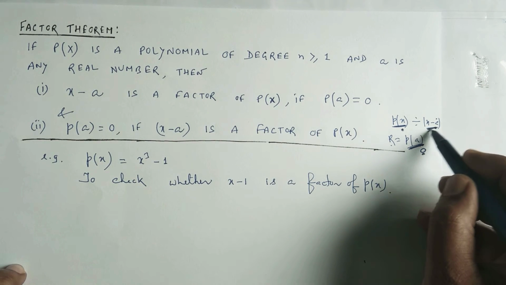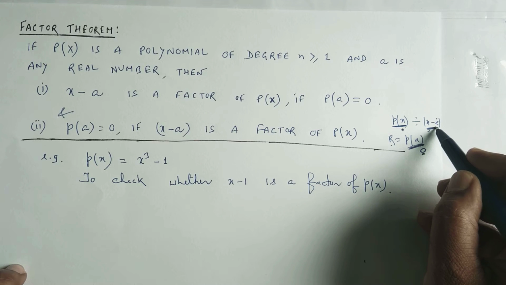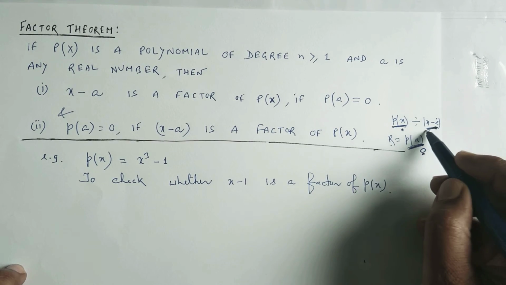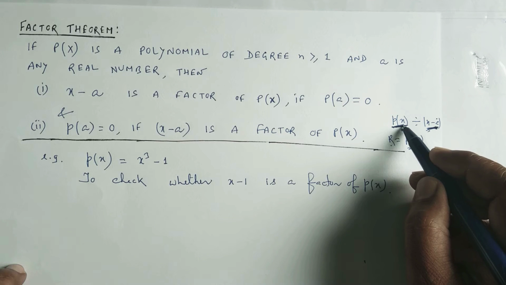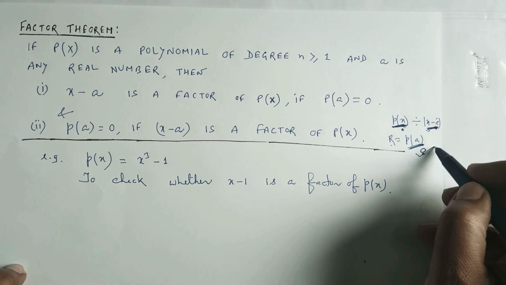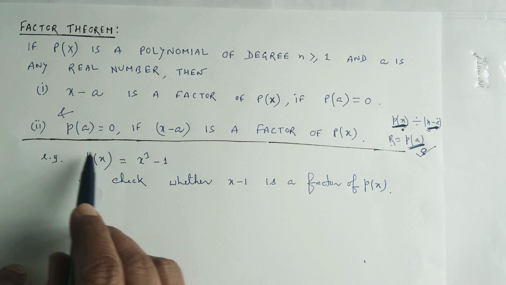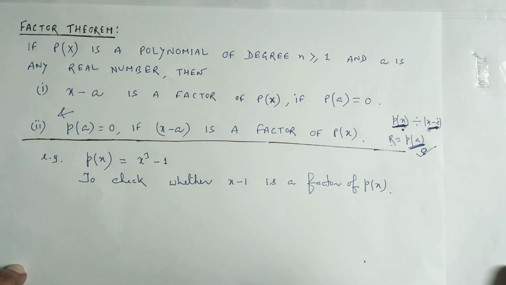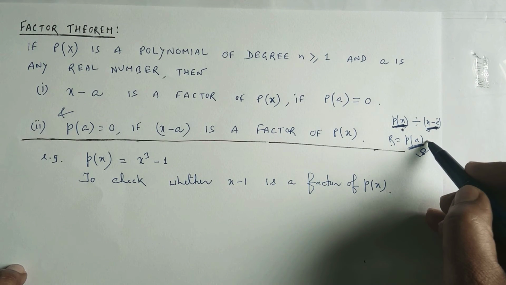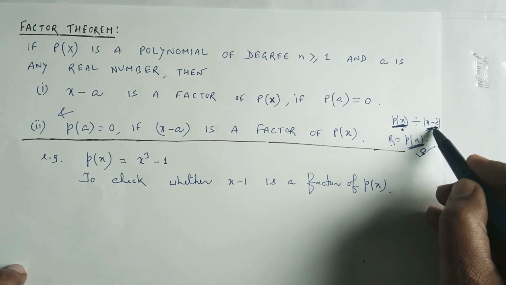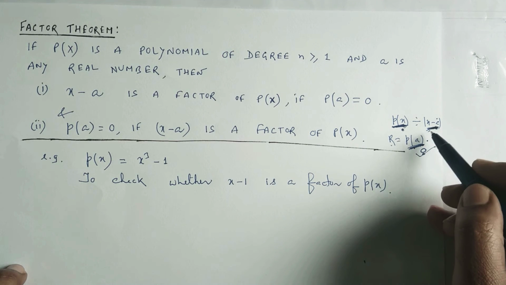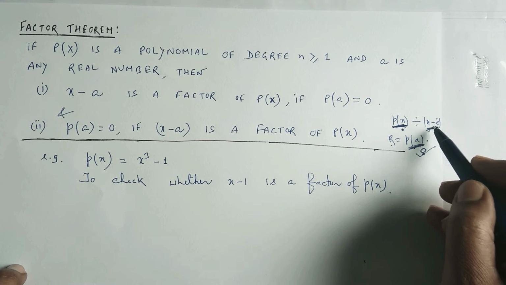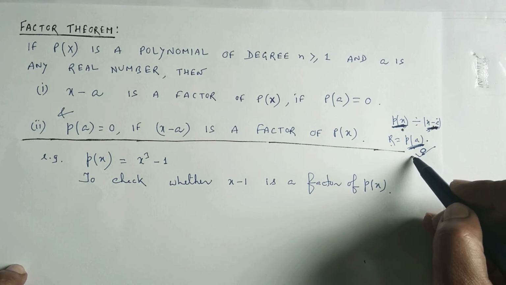Conversely, if x minus a is a factor, then p of x will be exactly divisible. Exactly divisible means the remainder is 0. So p of a is 0 if x minus a is a factor. That means whatever remainder p of a we get after division, if that remainder is 0, x minus a is a factor. Conversely, if p of a is 0, then x minus a is a factor, and if x minus a is a factor, then p of a is 0.